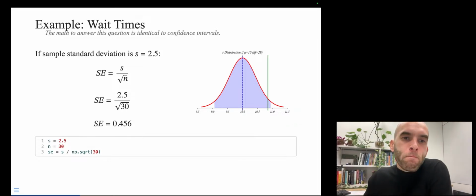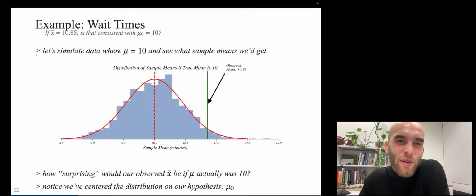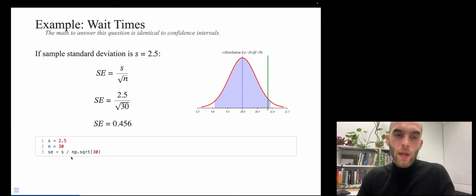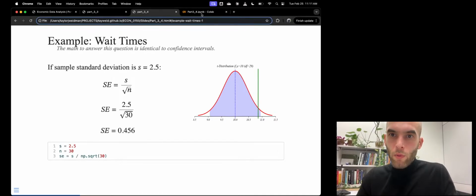So here, going back to our numbers, we have a mean assumed to be 10, and we have a sample standard deviation of 2.5. So we can just go through and calculate the sample standard error in this way. I'm just going to copy this over. We'll work in our notebook.